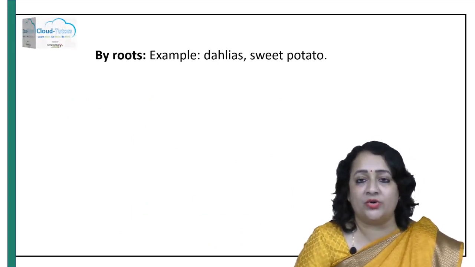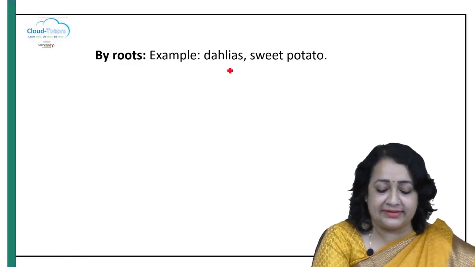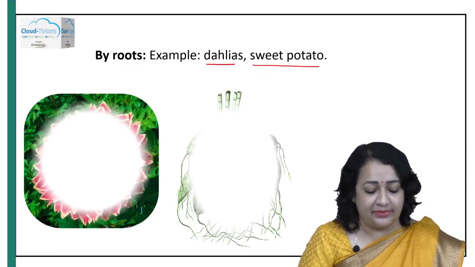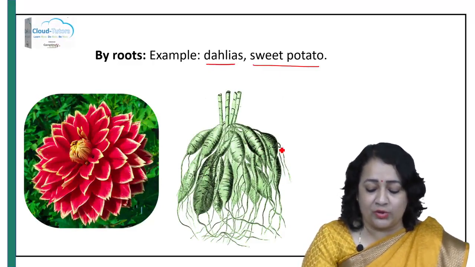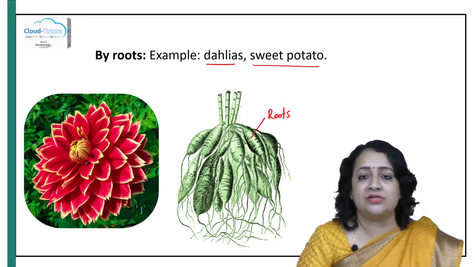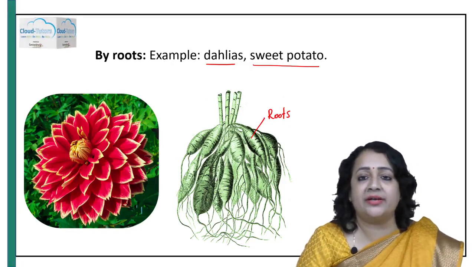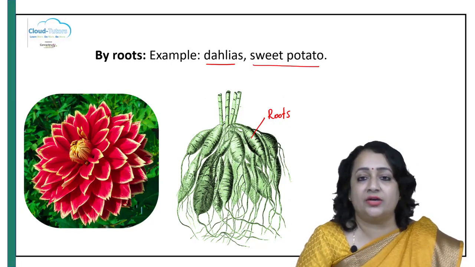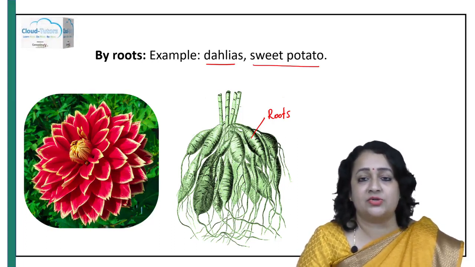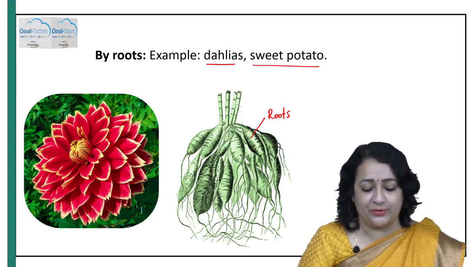Now by root, which is that plant which is going to propagate by root. For example, dahlia and sweet potato. In this case, what will happen? These are the roots. Using these roots we can propagate, or these plants can reproduce by using their roots. So if you plant the root of this plant, you can get many more plants. So the propagation is through root in case of dahlia and sweet potato.